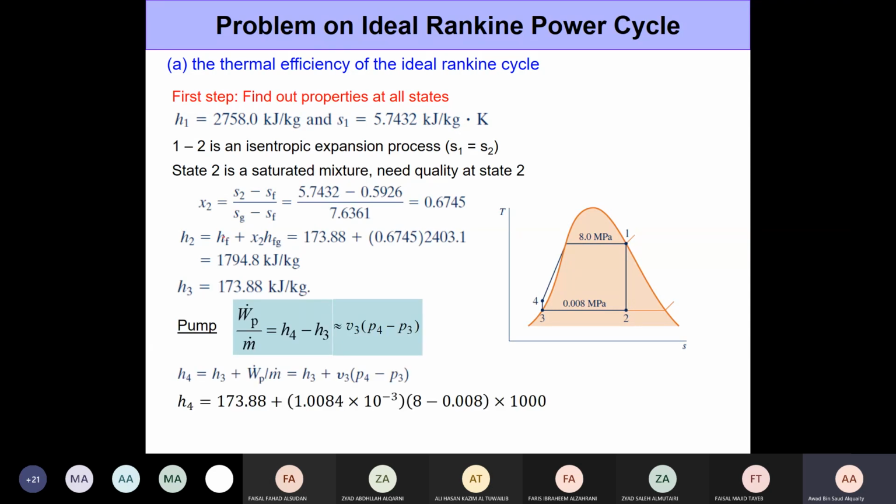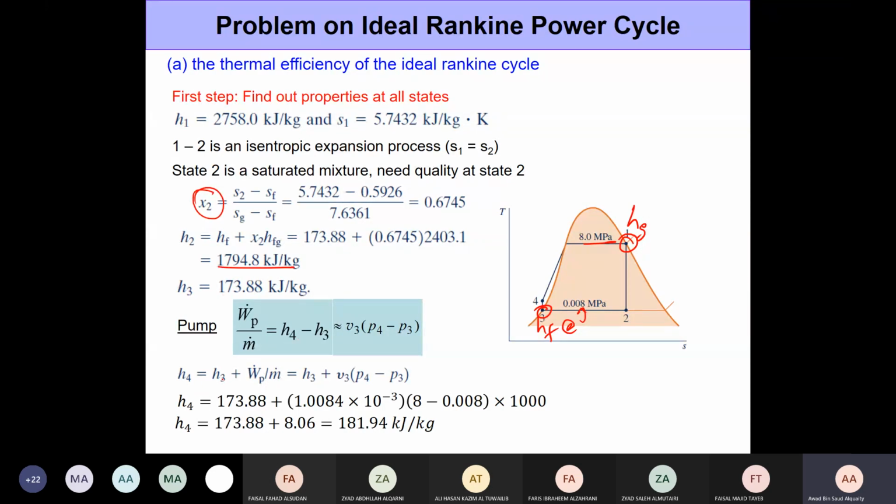So enthalpies at states 1 and 3 were very straightforward, right? These are simply Hg at this pressure and Hf at the condenser pressure. And for the other two enthalpies, which are H2 and H4, we had to make use of the fact that the process is isentropic. So we found the quality for state 2 and then the enthalpy.